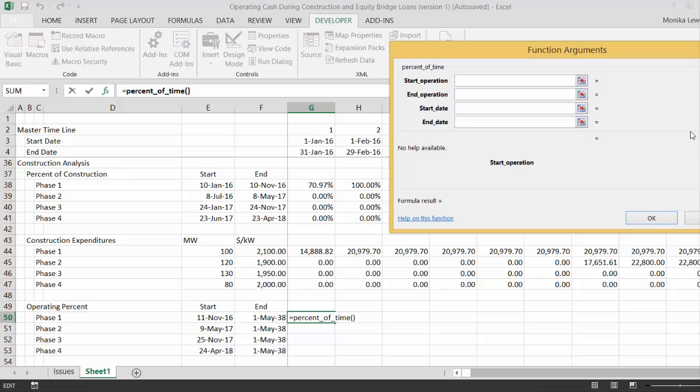Okay, so we put the start of the operation. I hope you don't mind that we're repeating this, but I think it's worth it. And then we put this and we press the F4 until we get that one. We put the start date, F4, and then we put the end date.